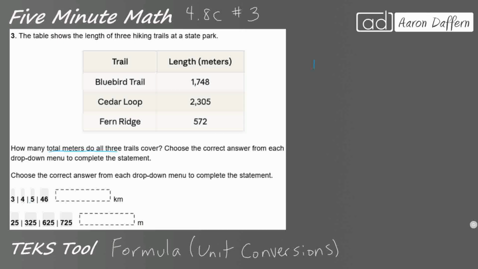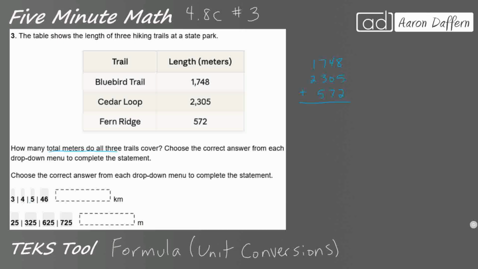I've got 1,748, 2,305, and then 572. When I'm adding them, I'm not going to place the comma in there. I don't want to think the comma is a 1 that I carried.